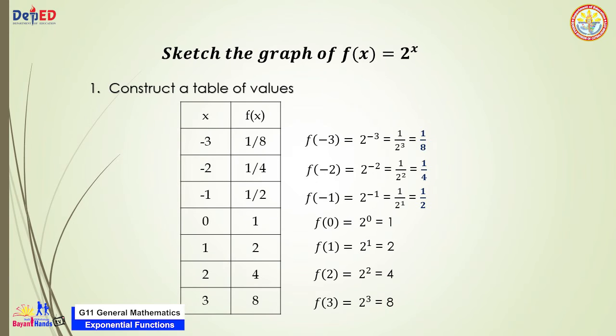The first thing to do is to construct a table of values by assigning values of x, then solve for y. So if you assign negative 3 for x, then y is equal to 1/8. Negative 2, 1/4. Negative 1, 1/2. 0, 1. 1, 2. 2, 4. 3, 8.